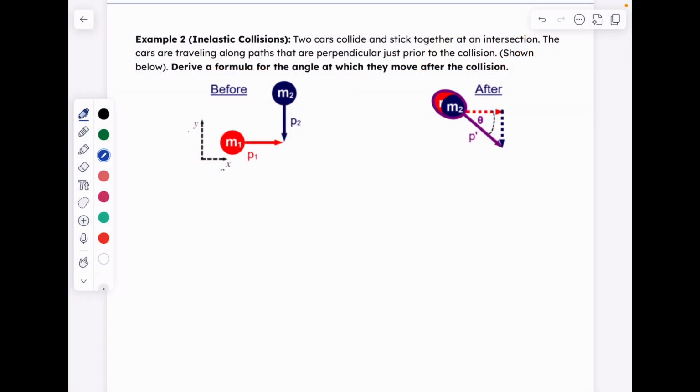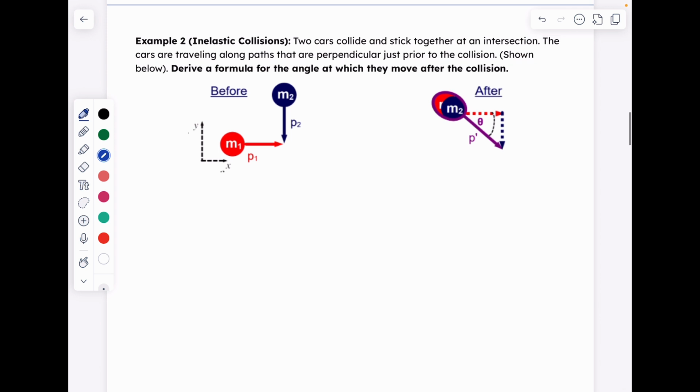Again, we're following along with this idea that momentum needs to be conserved in both the x component and y component of the system. So in this one, we have two objects that collide and stick together. They're coming at an angle, pretty much like at an intersection, and they're going to stick together and travel together.